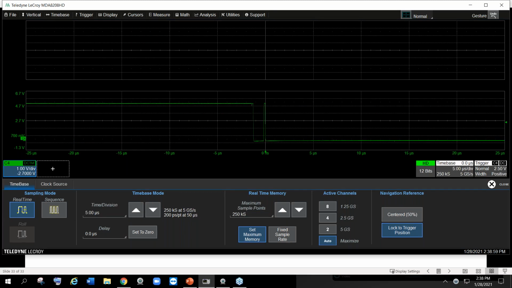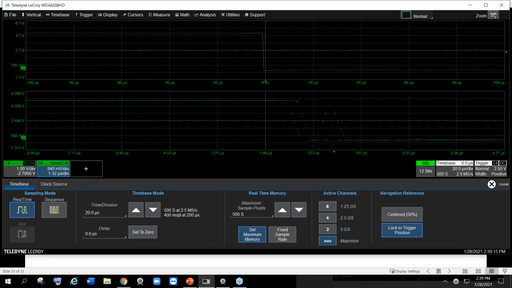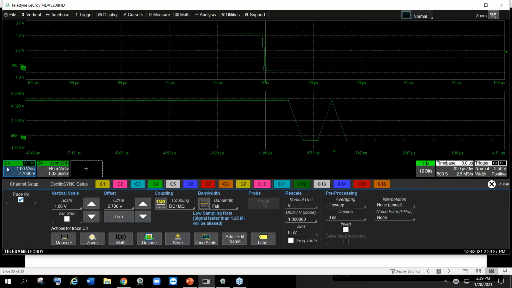If I reduce my memory, I'm pretty zoomed in on it right now. As I reduce my memory for this time window, let's do a zoom of it. Look at that glitch and how it's actually being caught. It's being caught at 2.5 milliseconds per division for 500 samples at 20 microseconds per div. That's 200 microseconds.